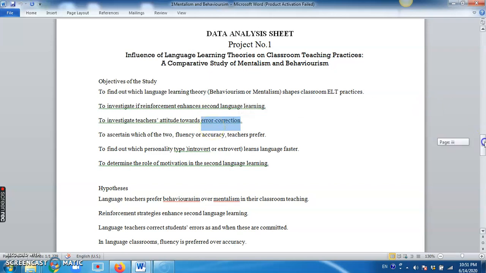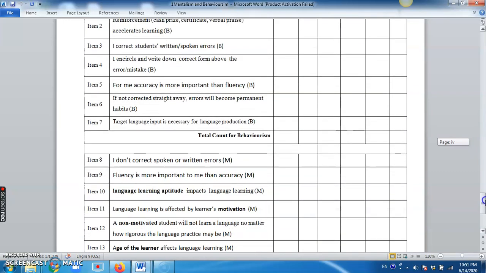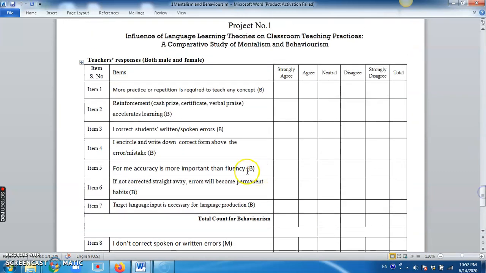Let me see the questionnaire first. Did you have something about error correction? Okay, error correction: I correct students' written and spoken errors. So how many teachers strongly agreed or strongly disagreed? You were told to merge this data. Strongly agree and agree, for BS research, you could have taken as agree, and disagree and strongly disagree should be taken as disagree.